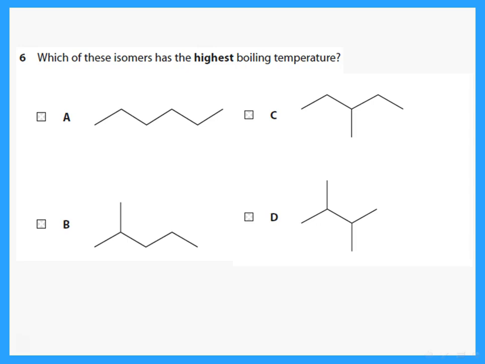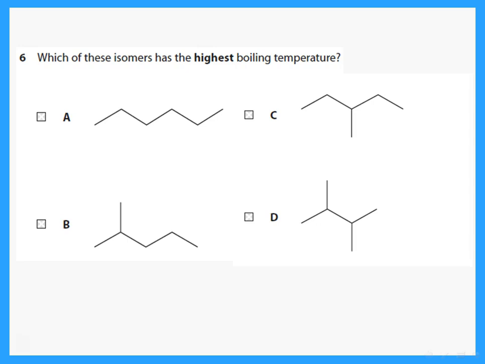Okay, this one says which of these isomers has the highest boiling temperature. Again, remember, how do we decide which one has the highest boiling temperature? First of all, number of carbons. If they are different, then the one with more carbons will have higher boiling points.